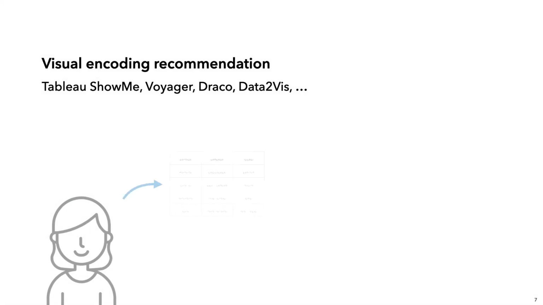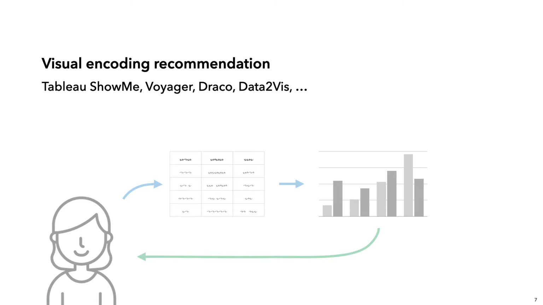The Viz community typically uses the term recommendation in the context of recommending new visual encodings for a given dataset or a combination of data types. Examples are Tableau Show Me, Voyager, Draco, or Data to Viz. Recently, there was a lot of progress in this area, but automatically generated results are still relatively simplistic.